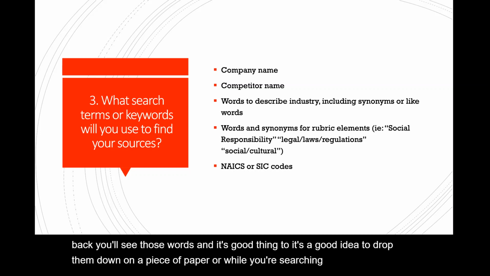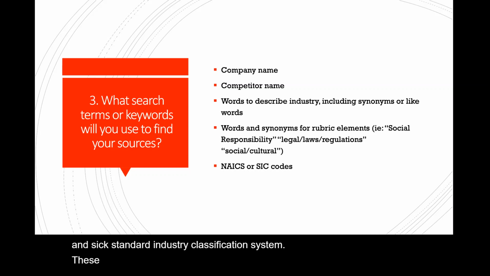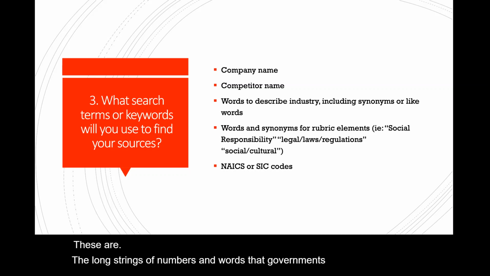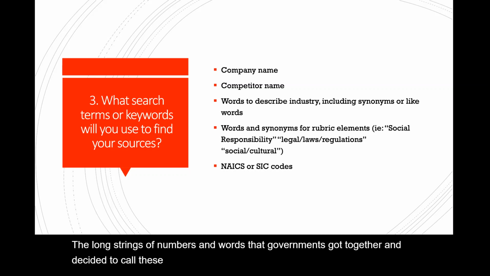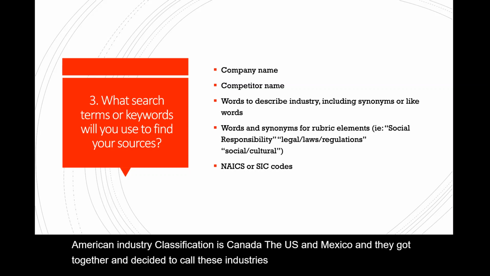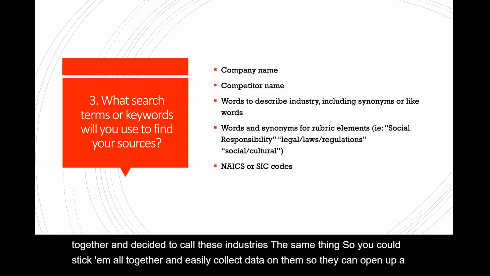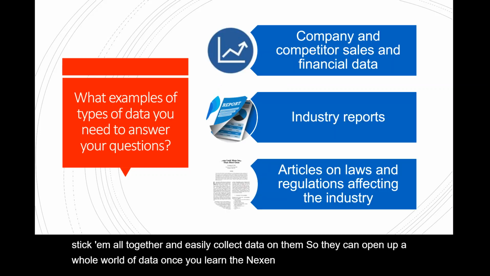The other thing is NAICS or SIC codes. NAICS is the North American Industry Classification System, and SIC is the Standard Industry Classification System. These are long strings of numbers and words that governments got together and decided to call these industries so that they could trade freely. The North American Industry Classification System covers Canada, the US, and Mexico, and they got together and decided to call these industries the same thing so you could stick them all together and easily collect data on them. So they can open up a whole world of data once you learn the NAICS and SIC codes for your industry.